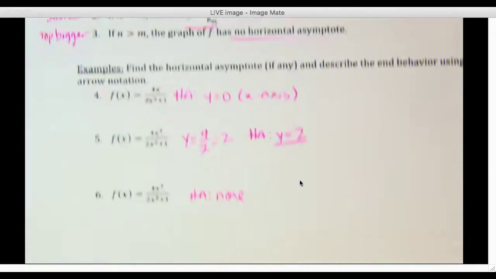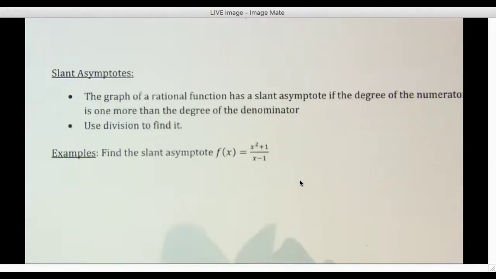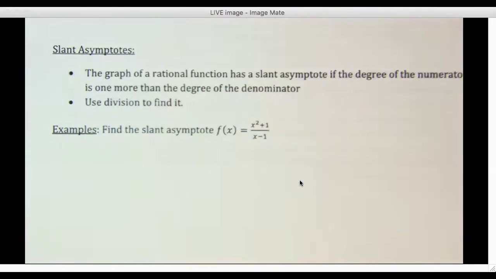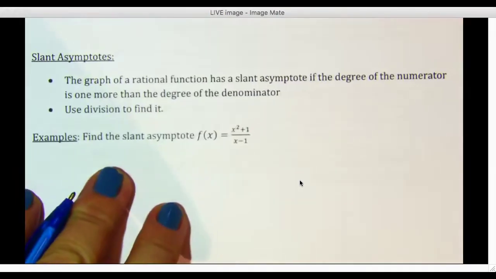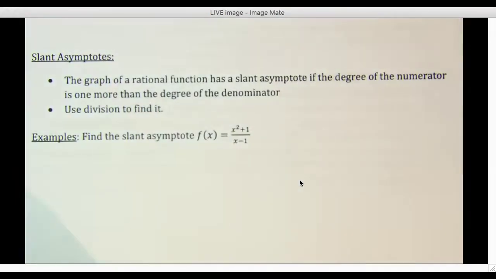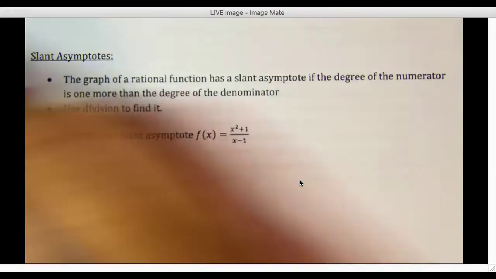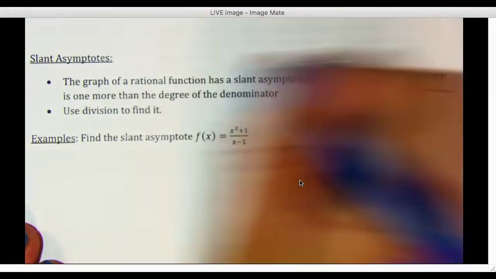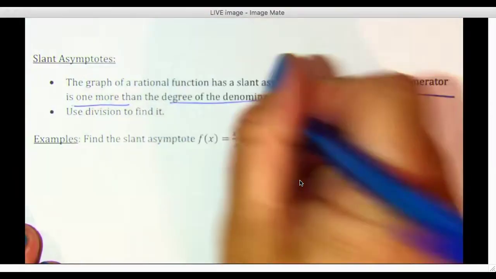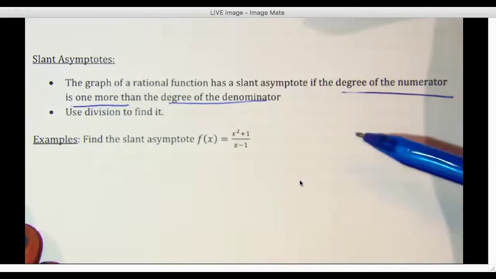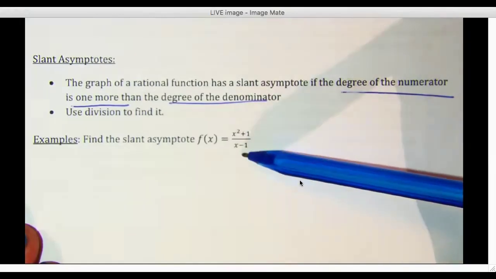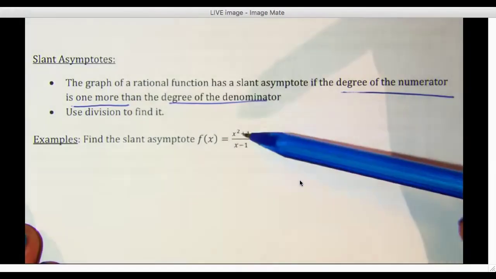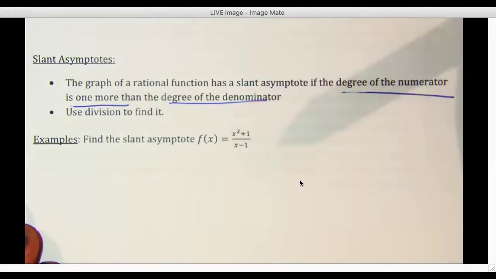Okay, now at the bottom of the page, slant asymptotes. You may or may not have ever heard of slant asymptotes before, but this is another type of asymptote. And basically, this is a very rare thing. The only time you will ever have a slant asymptote is if the degree of the top is 1 more than the degree of the denominator. So exactly 1 more. So if the degree of the top is 3 and the bottom is 2, then you have a slant asymptote. If the degree of the top is 4 and the degree of the bottom is 3, you have a slant asymptote.